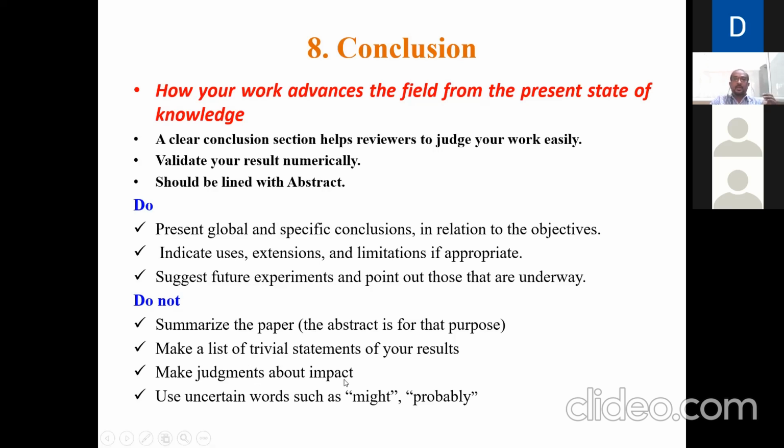Make a judgment about impact, right? What is the impact and what is the future enhancement of your work? You have to discuss that. Don't use uncertain words such as might, probably, that the efficiency may be improved, or most probably it is very suitable. Don't use these uncertain words in the conclusion. So these are all the things we have to consider for the do's and don'ts in the conclusion part.